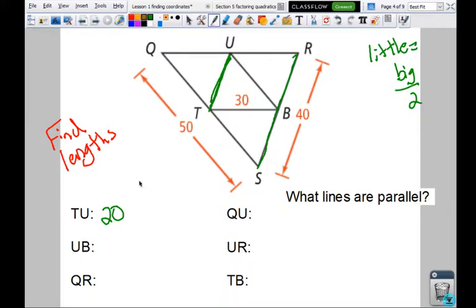Alright, let's keep going through. UB is next. UB is right here. It is a little piece, right? So it's going to equal the big divided by 2. The big piece that it is parallel to is QS, 25. 25 divided by 2. We get 25.